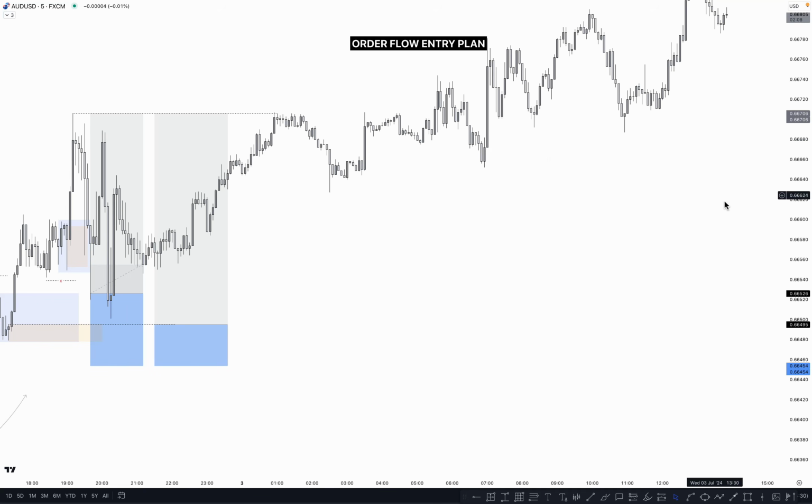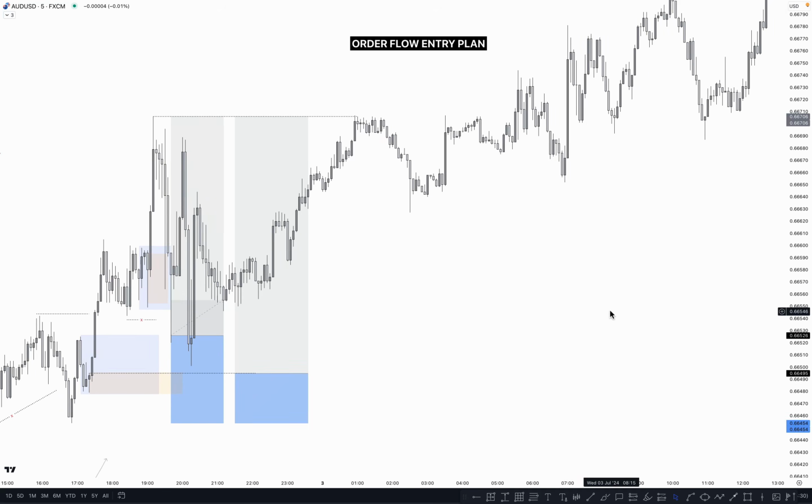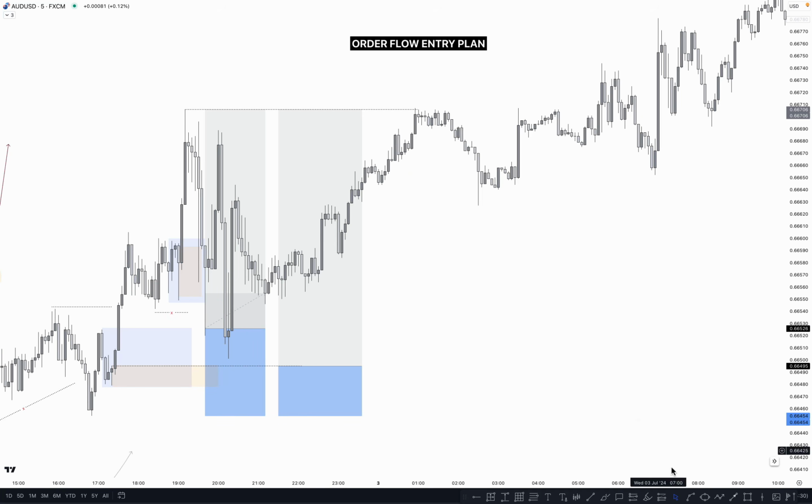Market creates one more structure here. So once market creates a new higher high, the structure looks like this one. This is our previous higher high here. This is our higher low here. And this is our one more higher high, because market broke this one.